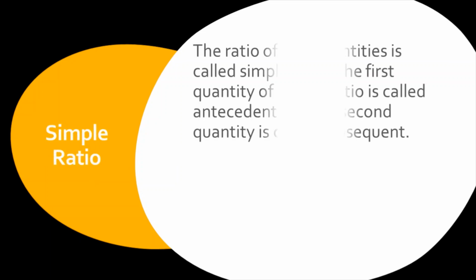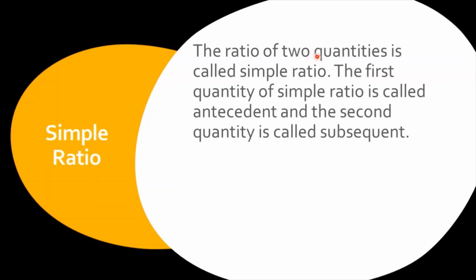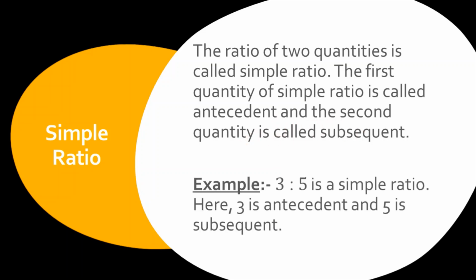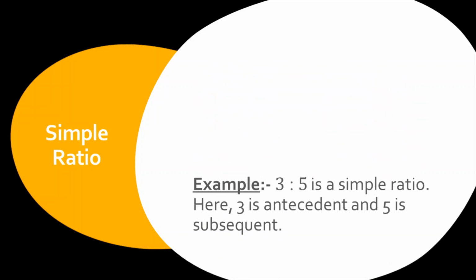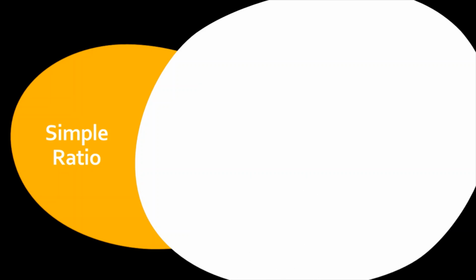Simple ratio. The ratio of two quantities is called a simple ratio. The first quantity of a simple ratio is called the antecedent and the second quantity is called the subsequent. Example: 3:5 is a simple ratio. Here 3 is the antecedent and 5 is the subsequent. So my dear students, 3 is the antecedent and 5 is the subsequent.